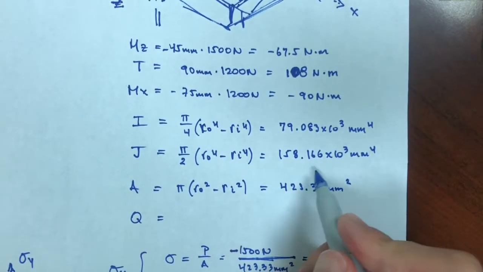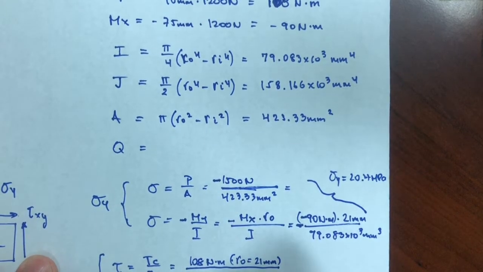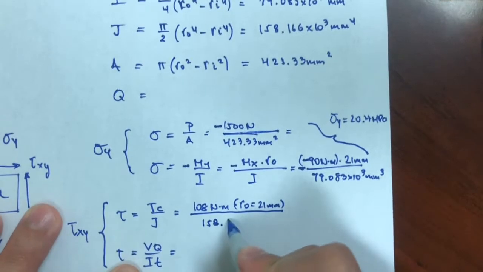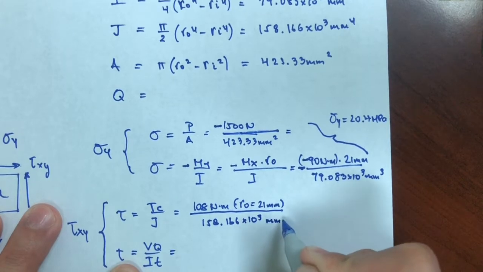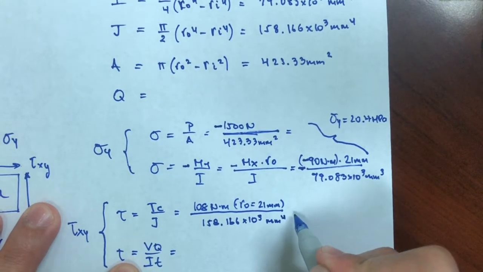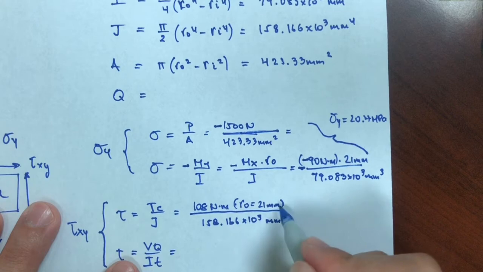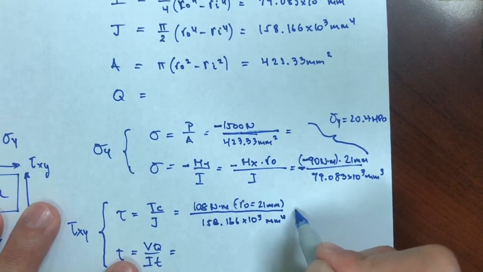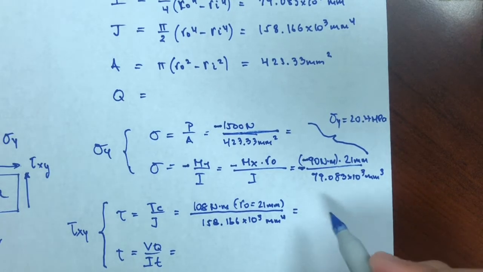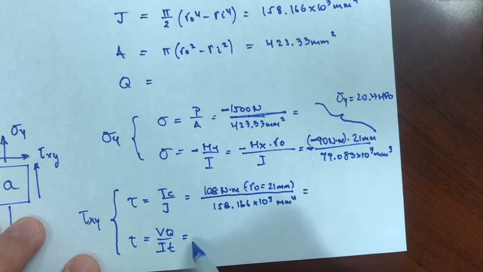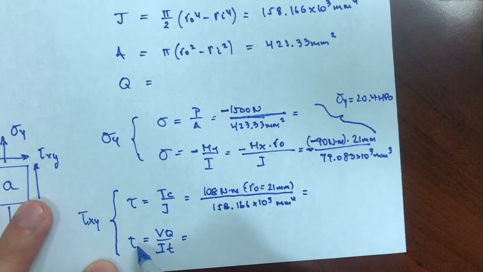And J I had already calculated, and like I said before, these are always positive. So 158.166 times 10 to the 3 millimeters to the fourth. And of course you have to be careful with the meters and the millimeters, you have to change these variables. But what I get from that, I would either add it or subtract it with the other type of shear.